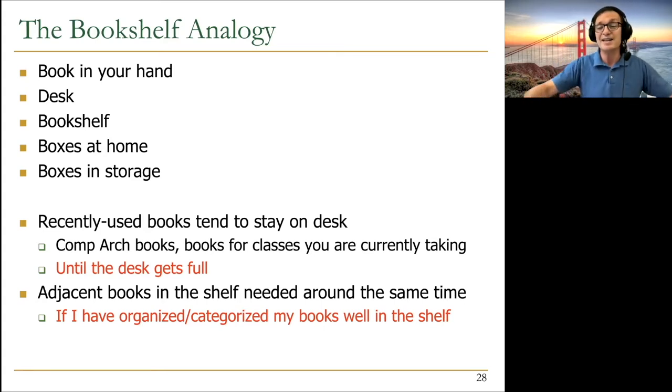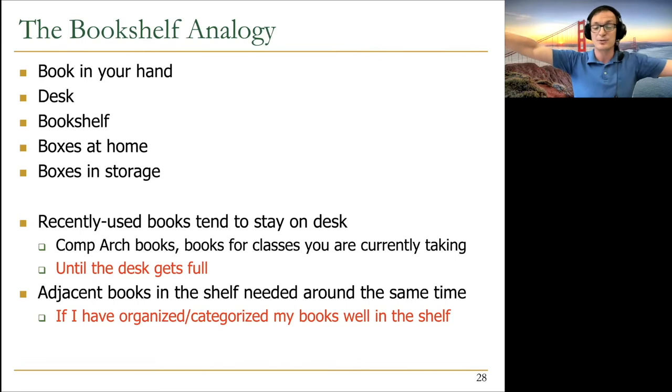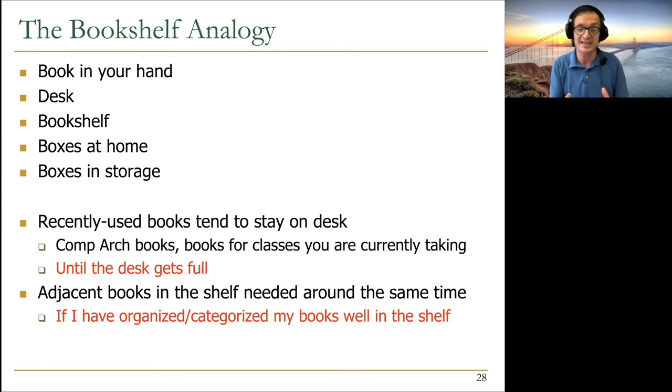But if you actually randomly distribute your books onto your bookshelf, you may have no spatial locality. Because you may need a computer architecture book, let's say, and you have 10 computer architecture books, and they're all randomly distributed in your bookshelf. So you have to access different locations, and you cannot exploit spatial locality. You can exploit spatial locality only if you co-locate your data that you're going to access together.